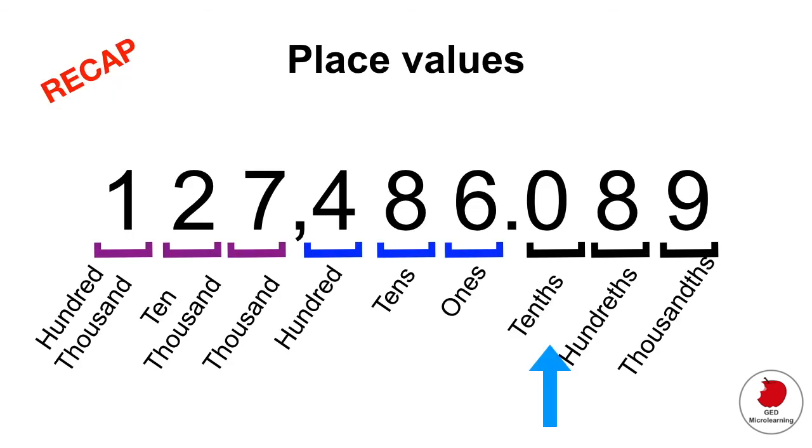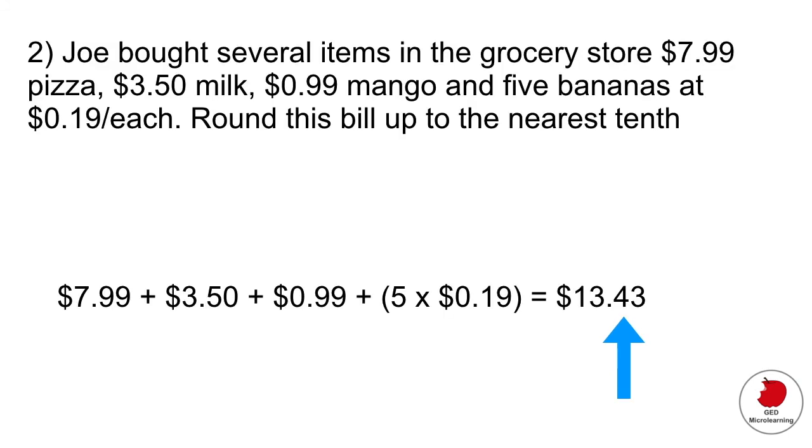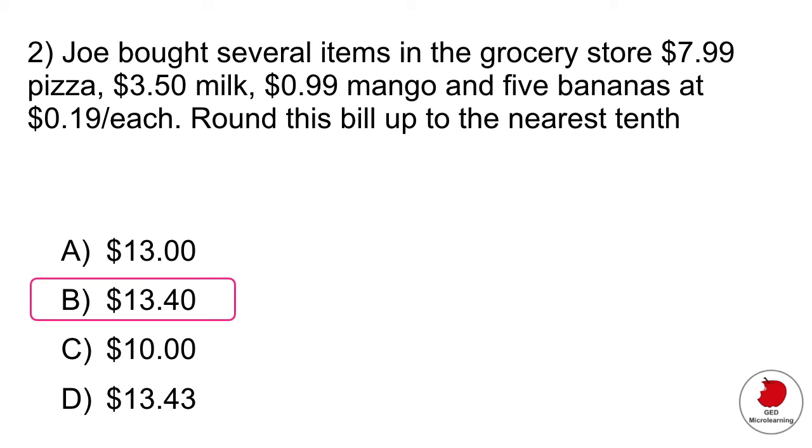So if we look at our place values, that's the tenths. Okay, and basically all you have to do is add up your bill and round to that number. Once again, you can see to the right of the 4 is a 3, so you would be rounding down, not up. So that would be your correct answer.